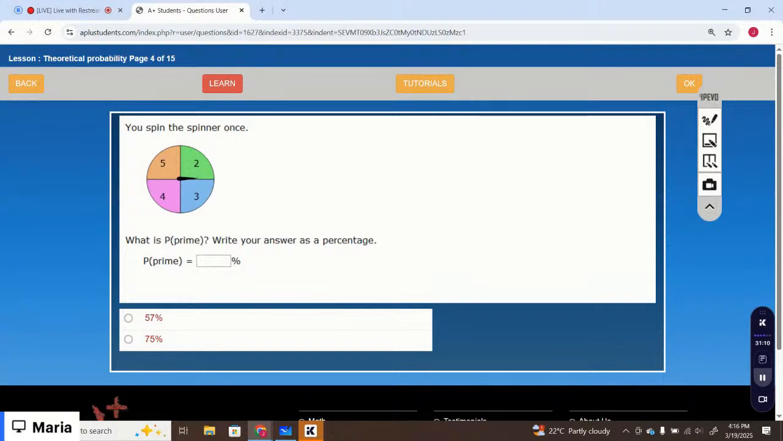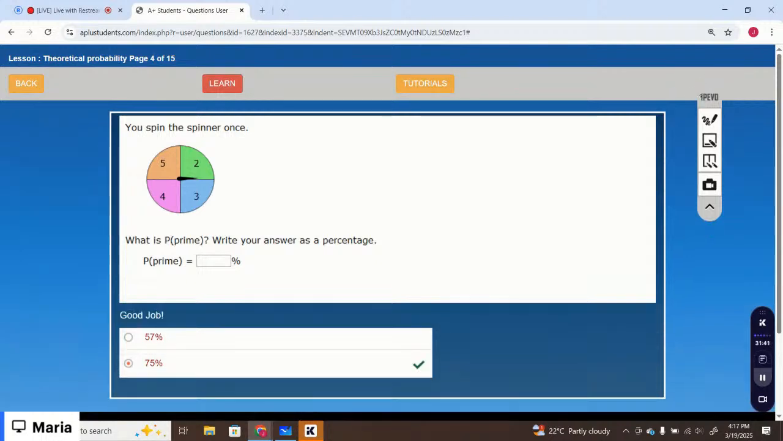You spin the spinner once. What is the probability of prime? Prime numbers: 2, 3, and 5 are the prime numbers, right? So that is 3 out of 4. The probability is then 75%. Option number 2 is the correct option.